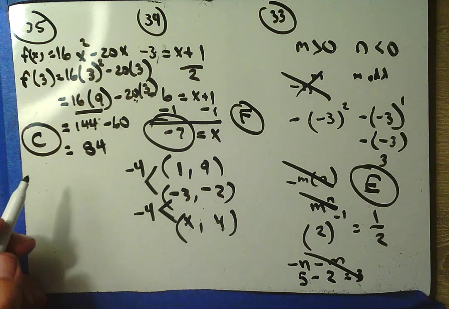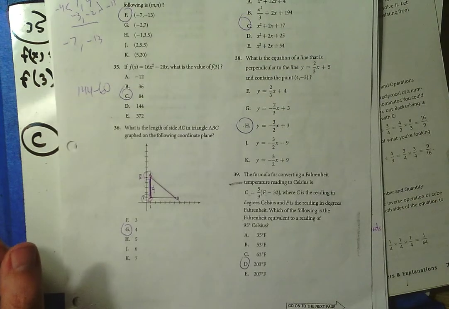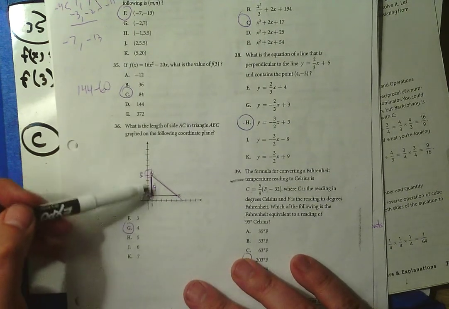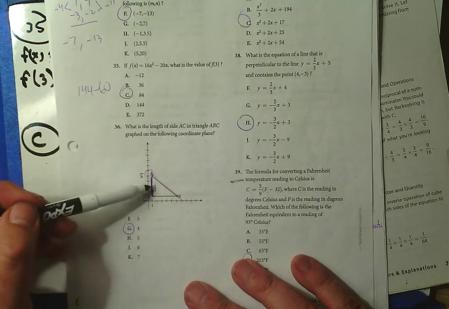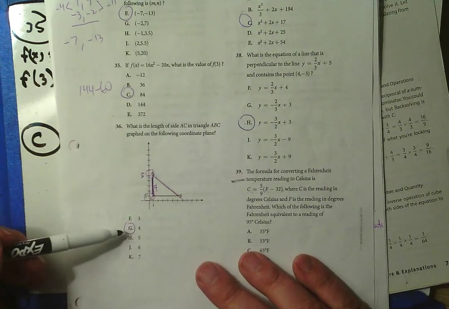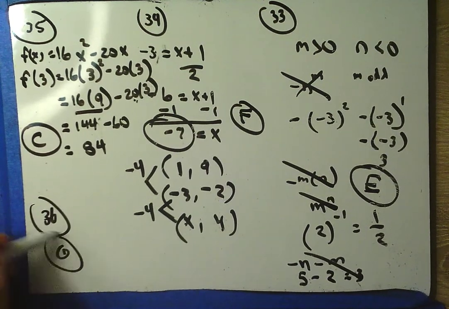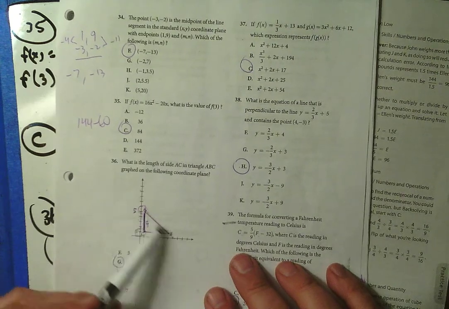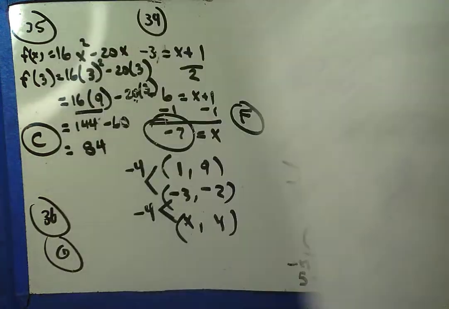All right, what about 36? What's the length of AC? Well, you know, I don't even need the distance formula for this one. I can just count. AC is this. So how far is it from 1 to 5? 1, 2, 3, 4. It's a distance of 4. And so my answer is G. G for number 36. We counted. Now we couldn't do that for AB. For AB, I'd have to use the distance formula. But for vertical or horizontal lines, I can just count spaces.